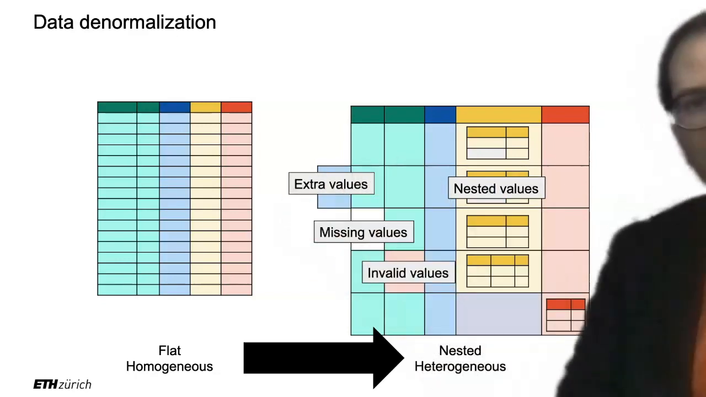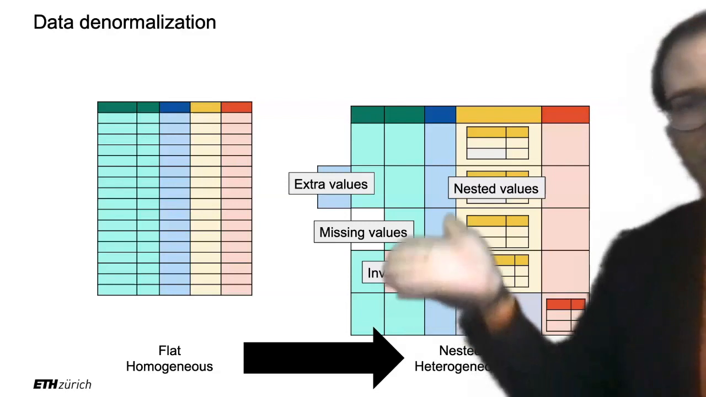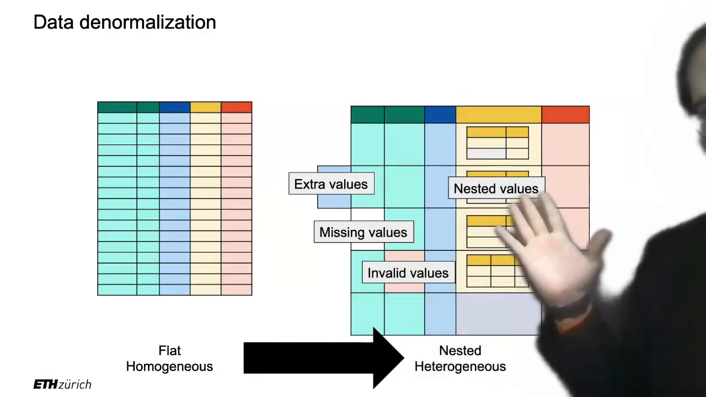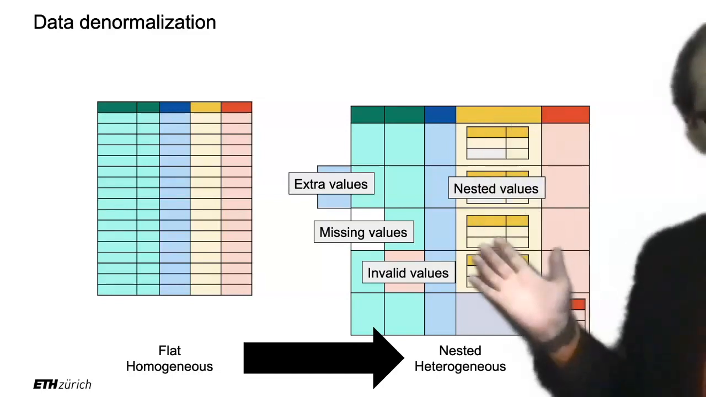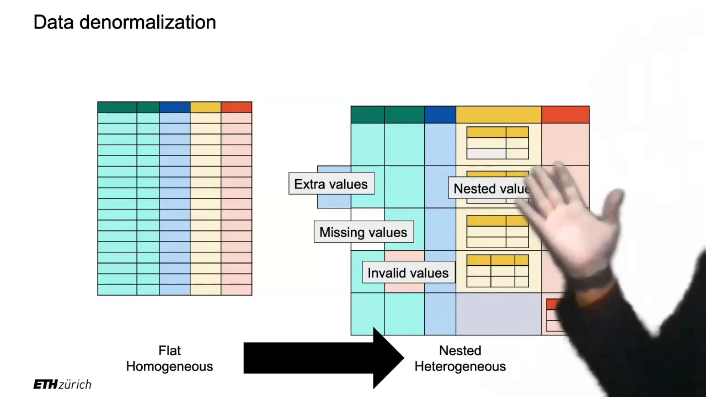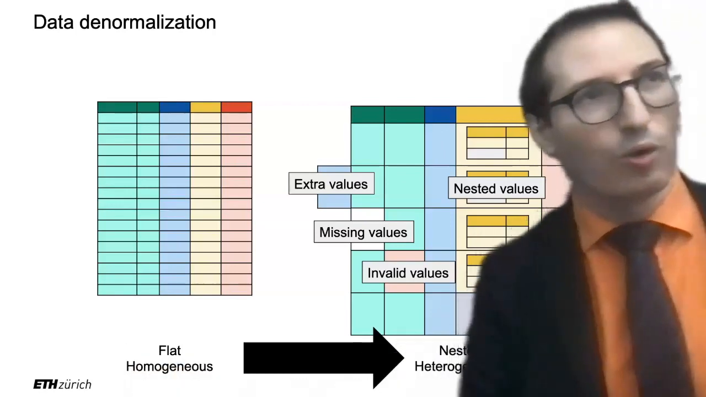So you might have extra attributes in some records. You might have missing values. You might have invalid values in the sense that in the same column, you have multiple types. You might have nested values. In that case, I drew tables, but it can be even messier than that. You can put anything structured, really. And so we call it nested and heterogeneous, as opposed to flat and homogeneous.